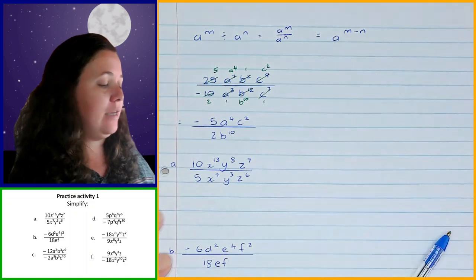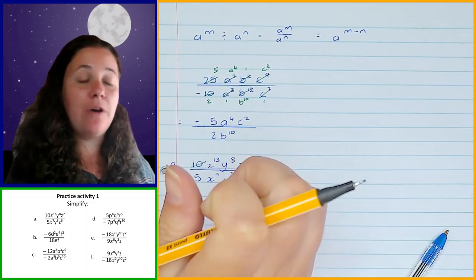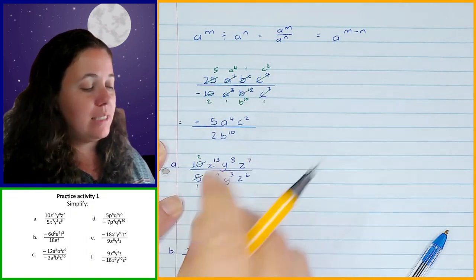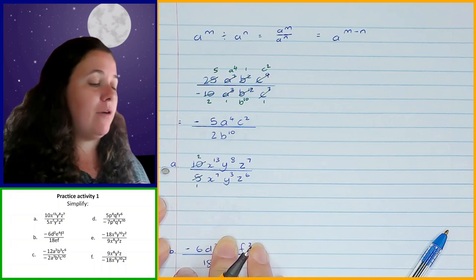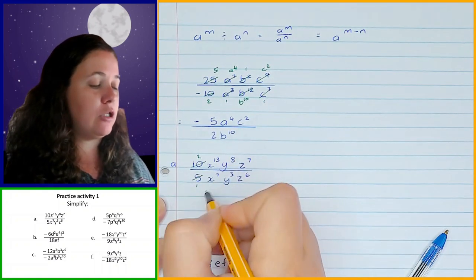So I've got over here 10 and 5. The highest common factor is 5. 5 goes into 10 twice, and 5 goes into 5 once. Okay, now I can go on to my variables. I'm going to go through each of the different variables that I've got over here. So the first, I'm going to look at my x's.